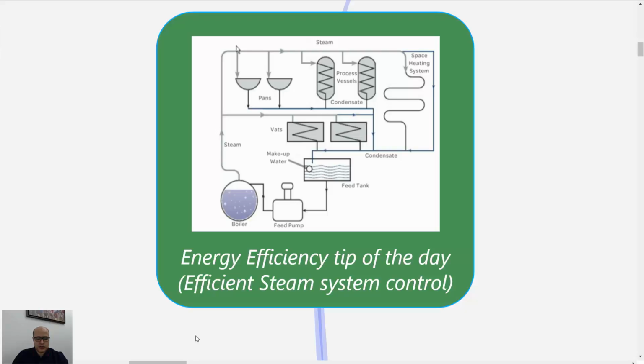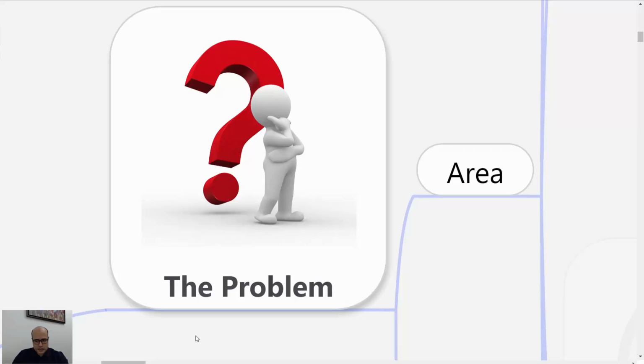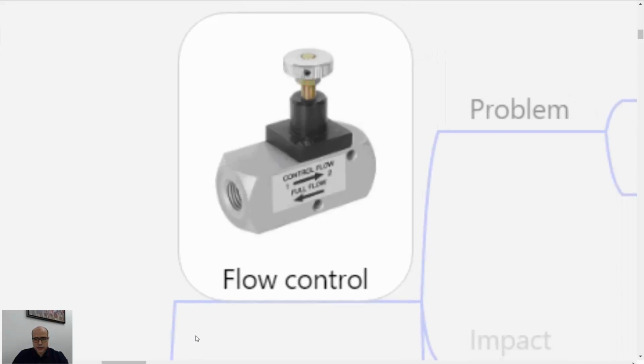Our subject will be related to efficient steam system control. We will try to cover all the related areas that contribute to the problem. We will start with the flow control.